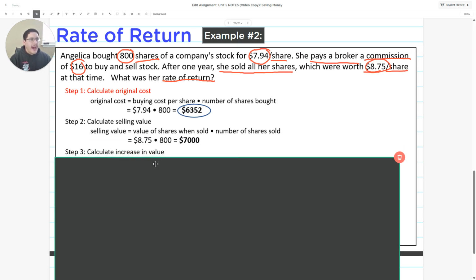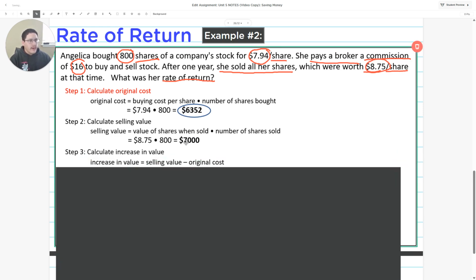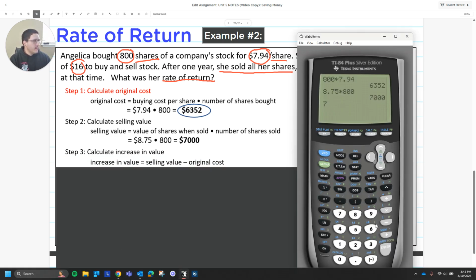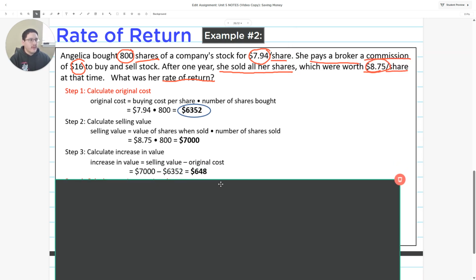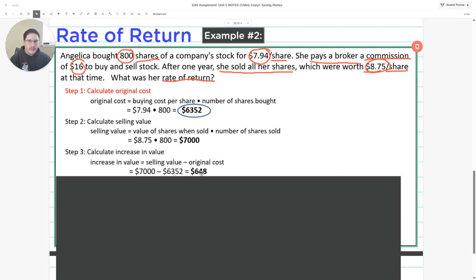Okay, next step. Calculate the increase or decrease in value, because we could have sold this at a loss. Now, it's obvious, looking at the original and the selling value, it increased. So we know there's an increase in value. But there could also be a decrease in value as well. So we're going to take 7,000, subtract 6,352, and we get $648. Well, I'm sorry, this is just the increase in value that we have.